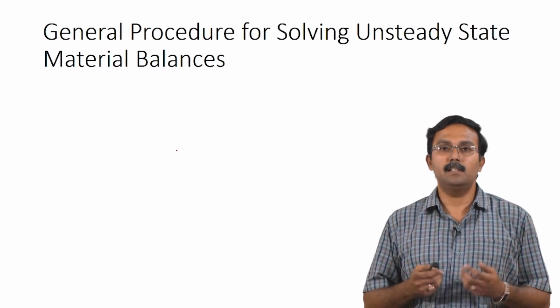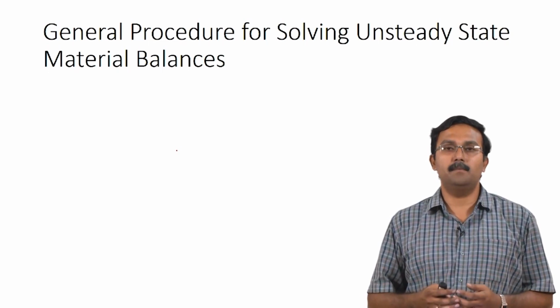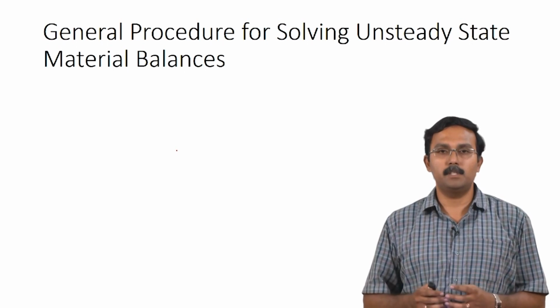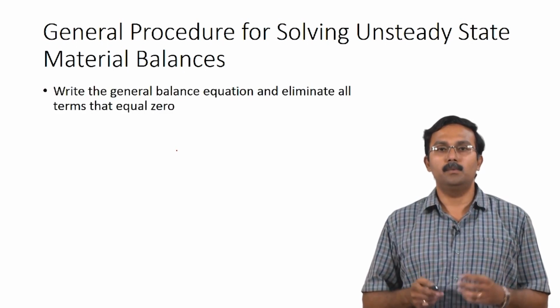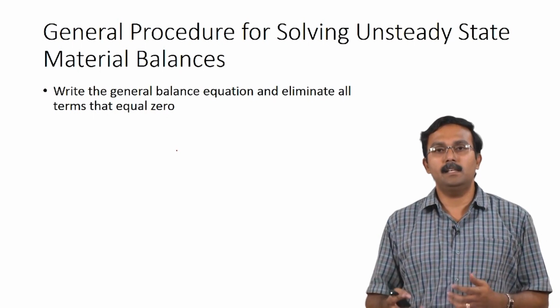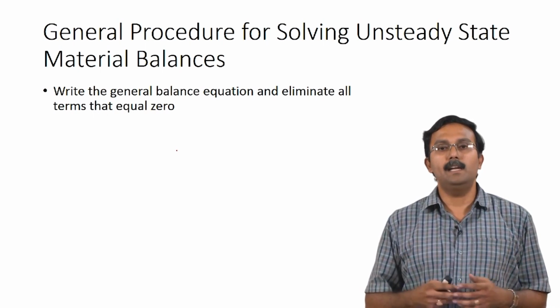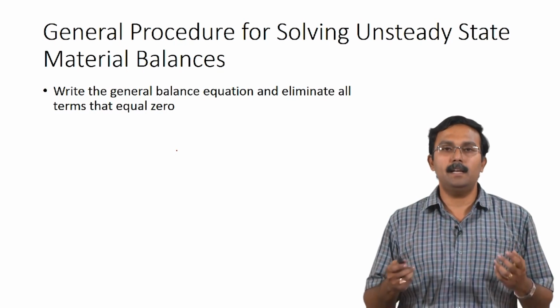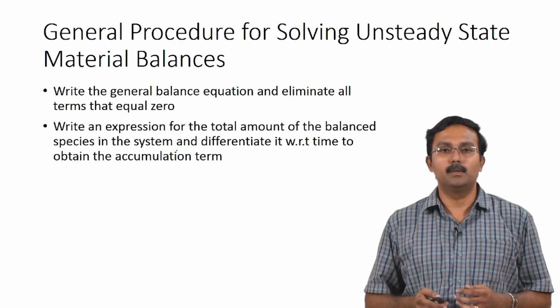So, when we are solving unsteady state material balances, there is a general procedure which we should follow. So, we will go through that. The first step is like for any other material balance problem. You would write the general balance equation and eliminate terms that are equal to 0.